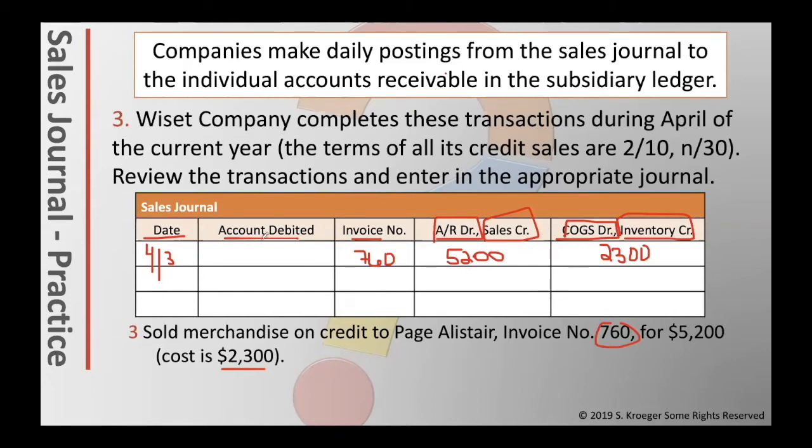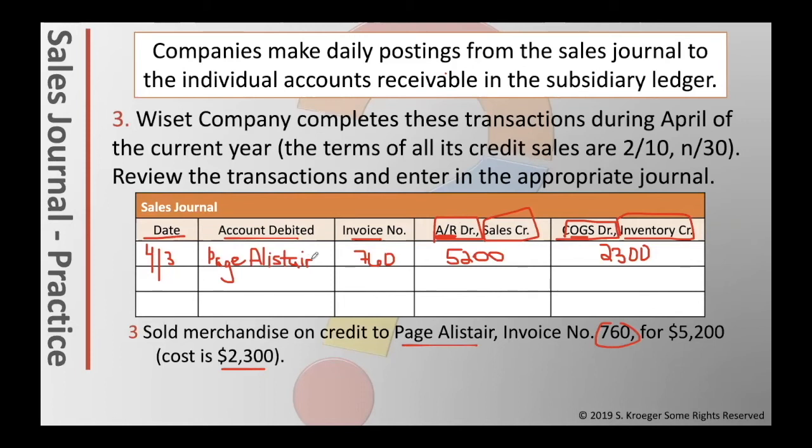Now, when it says account debited, it doesn't mean the debit like accounts receivable and cost of goods sold. That's already here. When it asks for account debited, it means who is the customer, the accounts receivable, who owes us money here, because we want to start keeping track. That's why we use the subsidiary ledgers at the beginning of this chapter, because we're going to be keeping track of these clients who owe us money separately. The person who owes us money is Paige Alistair, and we would just write that in.